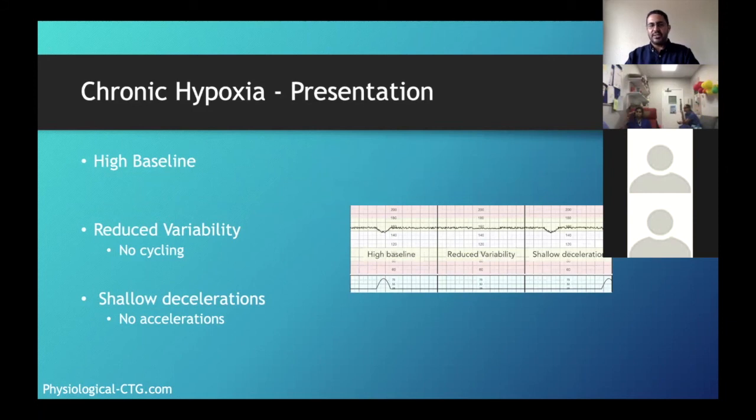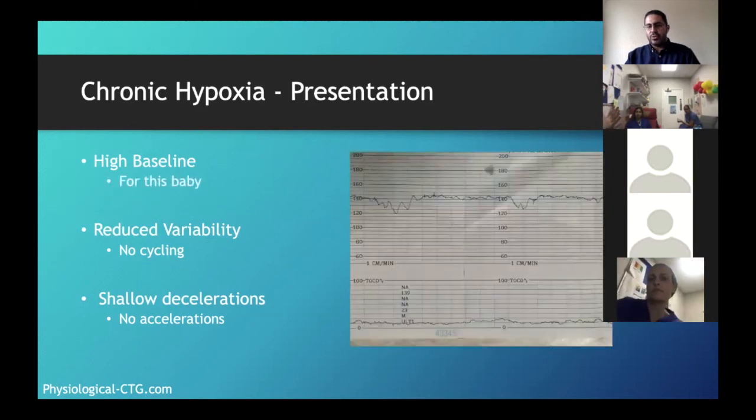3 cardinal signs: high baseline, reduced variability, and shallow decelerations. Reduced variability usually comes with no cycling, so this baby is not going to be very active. She's usually going to be complaining of reduced fetal movements, although not necessarily. Shallow decelerations, if there's something to trigger the decelerations, but the baby is not going to be accelerative. And the very important point to always note, it's a high baseline for this baby. You always have to think about where the baseline for this baby was supposed to be.